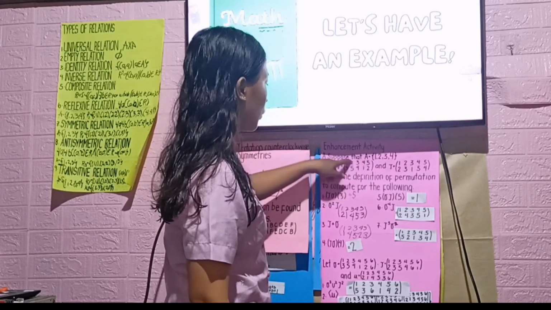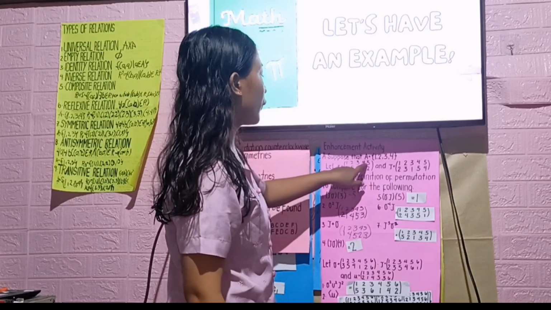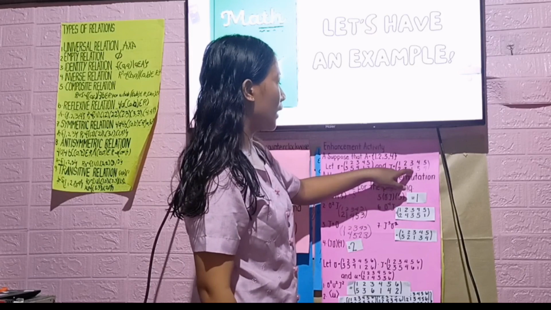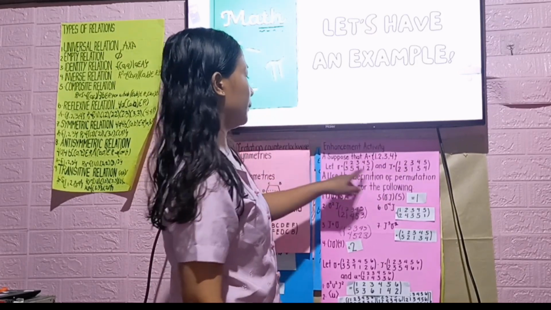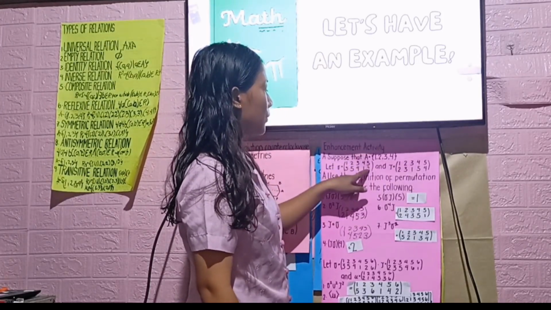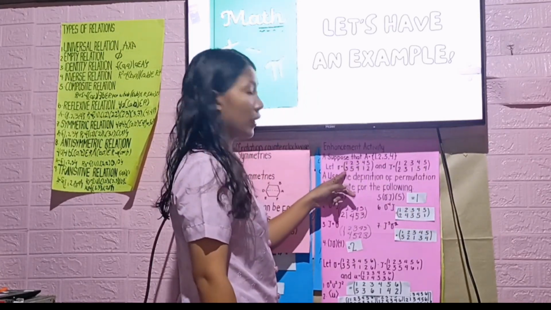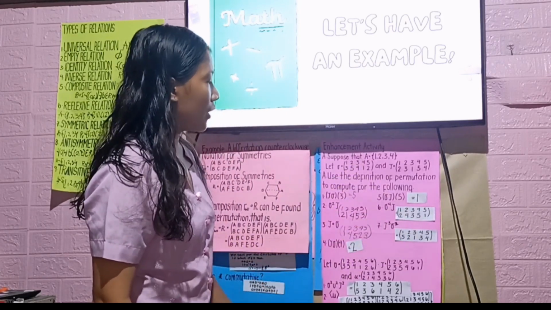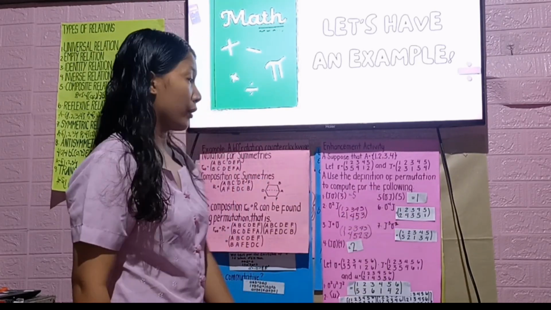5, 5 maps to 2, 2 maps to 5, 5 maps to 2. 2 maps to 3, 3 maps to 4, 4 maps to 1, 1 maps to 3, 3 maps to 4. Check. 3 maps to 1, 1 maps to 3, 3 maps to 4, 4 maps to 1, check. 4 maps to 5, 5 maps to 2, 2 maps to 5, check. 5 maps to 4, 4 maps to 1, 1 maps to 3, 3 maps to 4, 4 maps to 1, check.